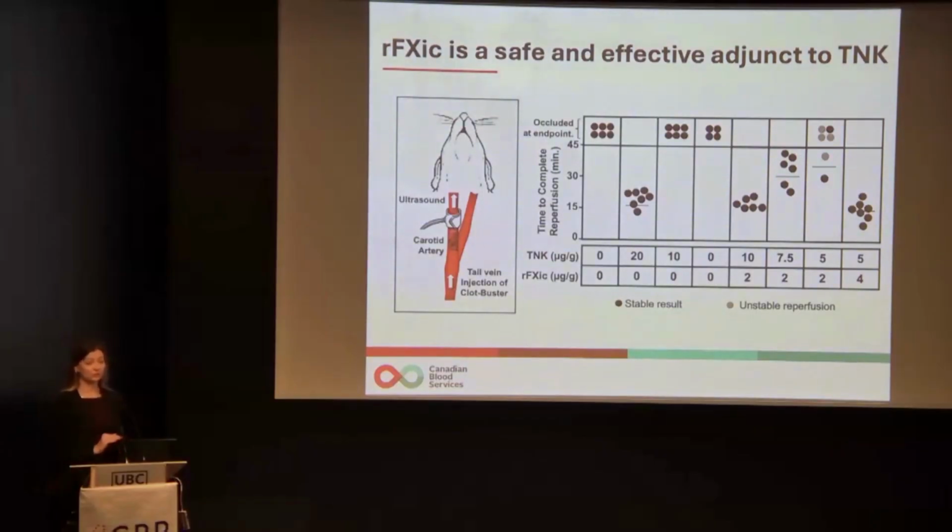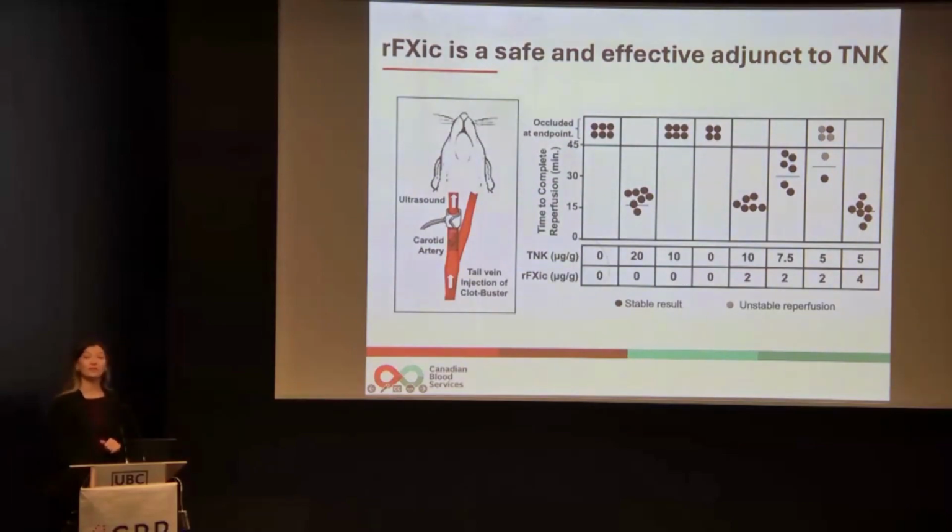Then we give the drug of choice, which as you can see along the bottom of this table goes from no drug at all to different combinations of tenecteplase, that TPA variant, and my double mutant factor 10. And we wait to see time to reperfusion, which is what this table is showing us.